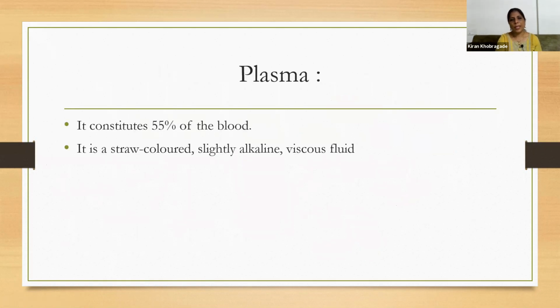Now, the first major component is plasma. Plasma constitutes about 55% of blood. Now, what is plasma? It is straw colored. Straw colored means light colored, light yellow colored. Straw means, have you seen dry grass? That is called straw. So plasma is a straw colored, slightly alkaline and viscous fluid. Viscous fluid means thick fluid. Now, plasma forms about 55% of the blood. That means the major part of the blood, which is watery in structure, is constituted by plasma.